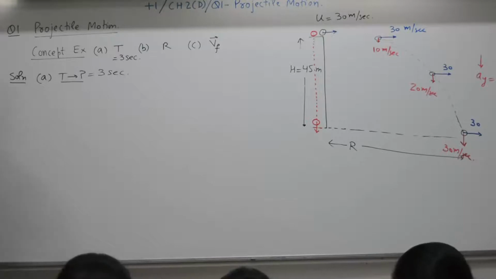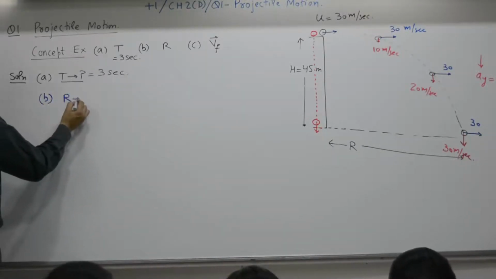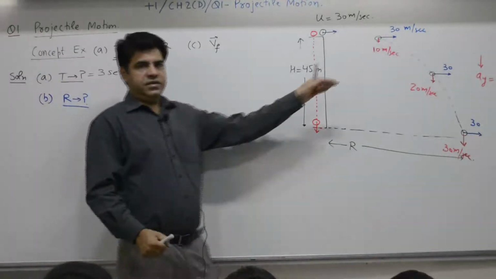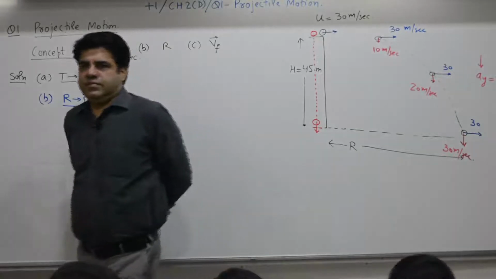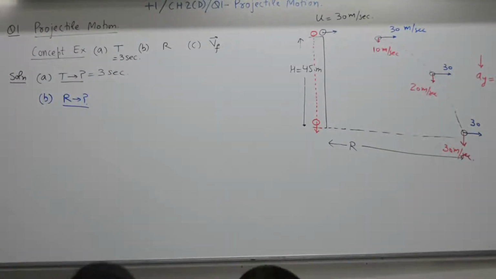One minute to try part B, range, the horizontal distance covered. One minute to try. Horizontal distance covered by the particle.